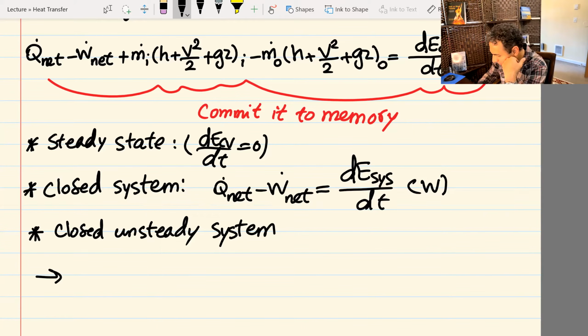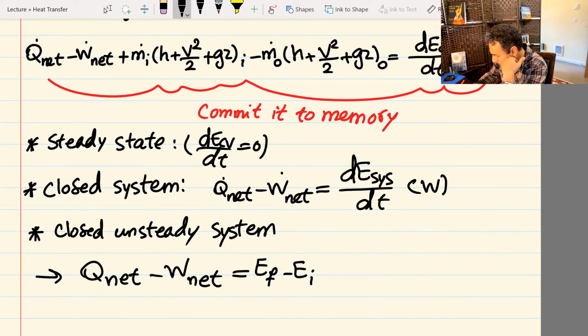A specific case of it is Q net minus W net equals E final minus E initial. Sometimes it can be approximated by mass of the system times (internal energy final minus internal energy initial).